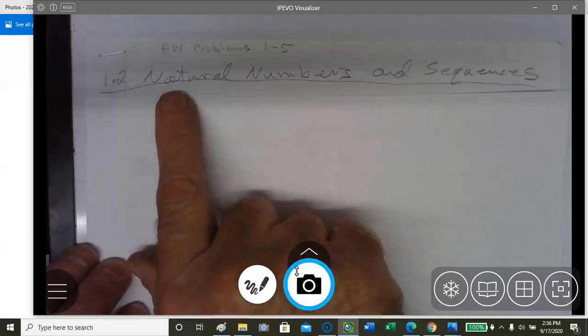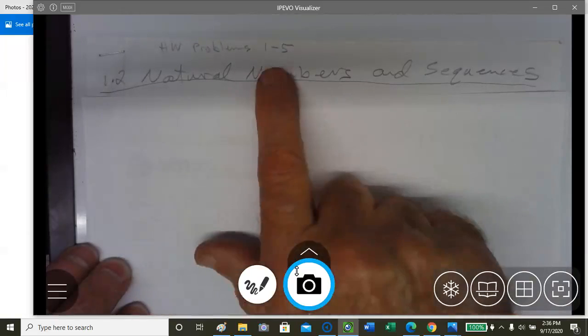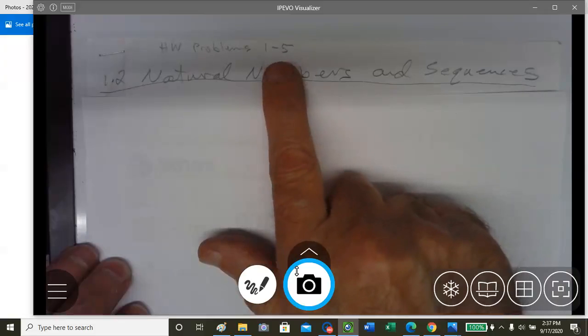1.2 Natural numbers and sequences. The homework problems will be problems 1 through 5.